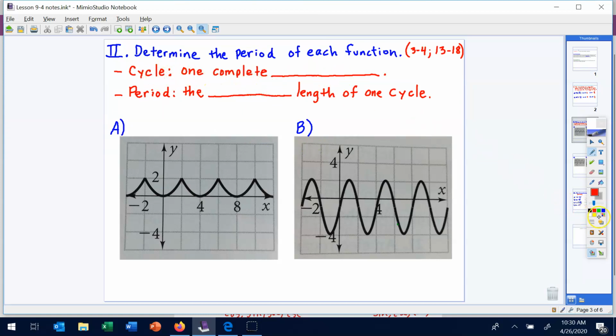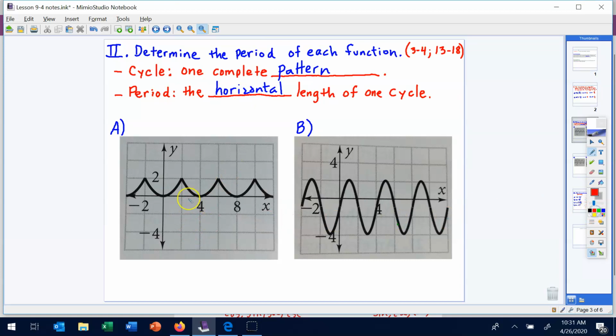A cycle, think about that as a complete pattern. When we have finished a pattern within the graph, and we'll take a look at that in just a minute. But for now, just throwing some terms at you, one complete pattern represents a cycle. And so from there, we know that a period is the horizontal, that's side to side, left to right, the horizontal length of a cycle. So if you understand what a cycle is, then that helps you understand how to come up with the period. Okay, so let me show you how this works.